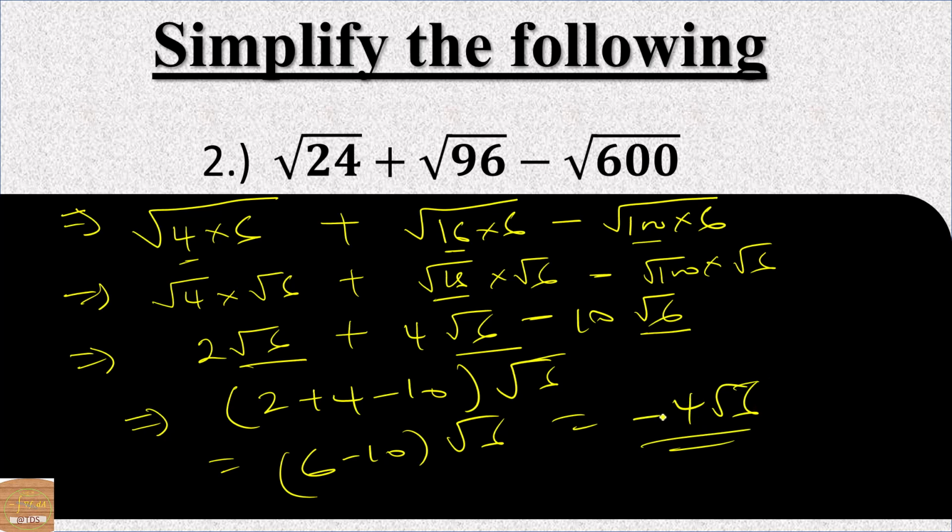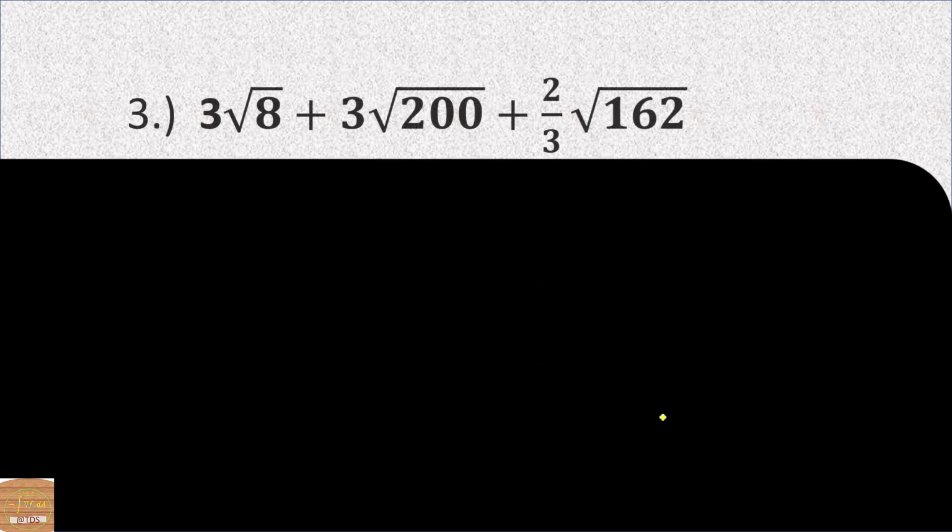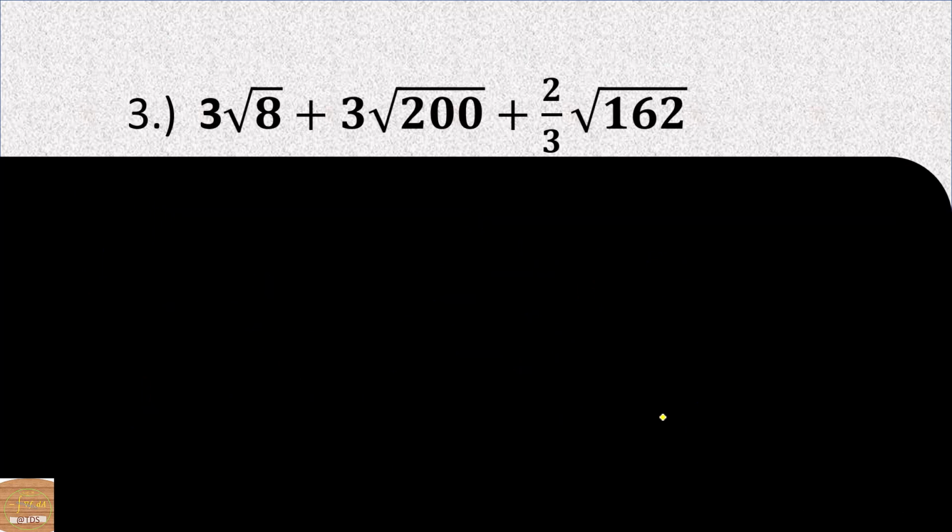All right, so let's look at the next example. We have this as well: 3 root 8 plus 3 root 100 plus 2 over 3 root 162. All right, so let's solve it together.